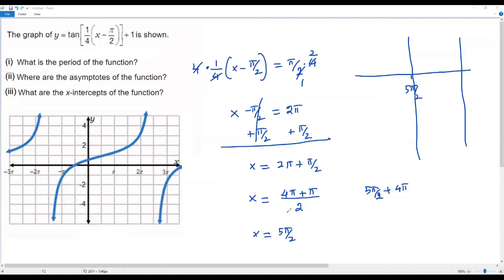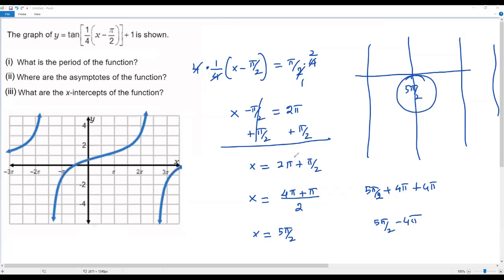To get the next vertical asymptote to the right of this 5 pi over 2, you just have to add the period to this one. Again, if I want to get another vertical asymptote after this one, again I have to add 4 pi. So at every 4 pi interval, we'll have a vertical asymptote. And we can also get the vertical asymptote to the left of this 5 pi over 2. In that case, we have to subtract 4 pi from this 5 pi over 2.